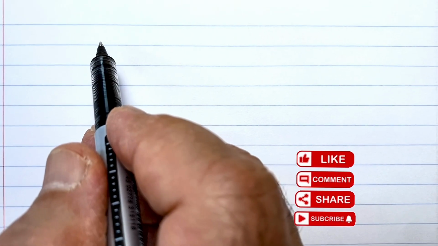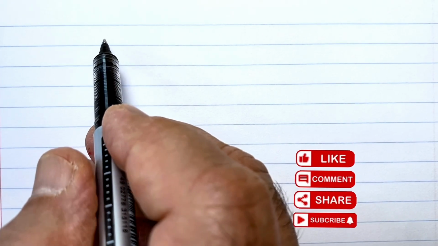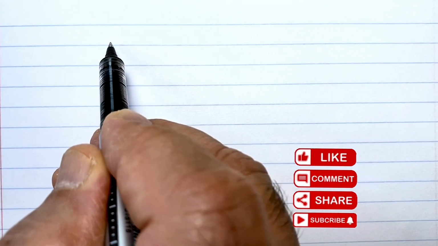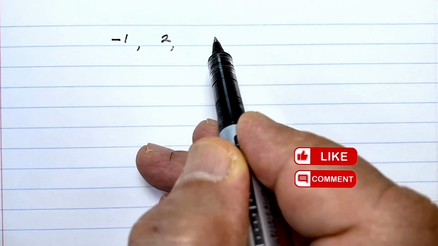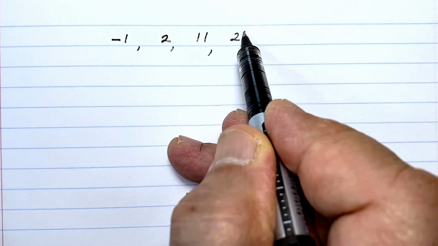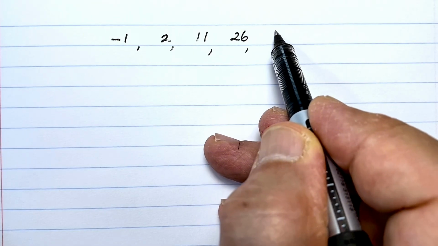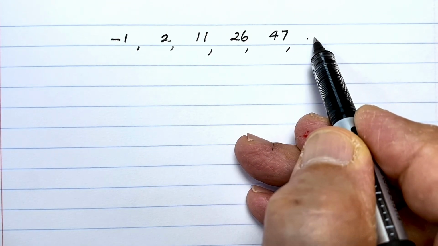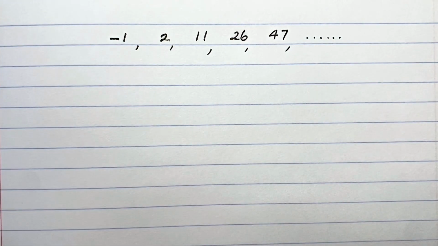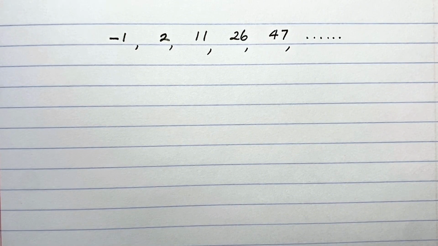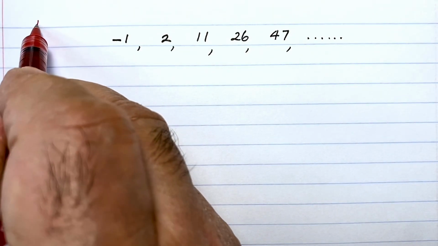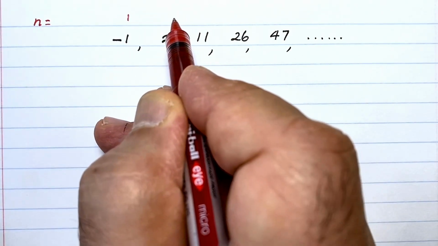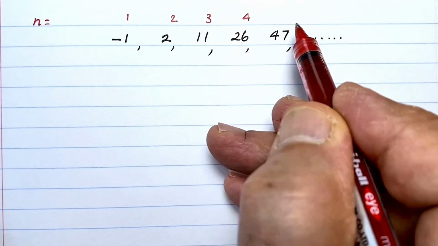One more example on quadratic sequence, finding their nth terms. Say in this case, we have numbers -1, 2, 11, 26, 47, etc. I'm going to use again the method 1. I haven't shown you the method 2 yet. I'm going to find the first difference. Let's number the terms. Term number 1, number 2, number 3, etc.